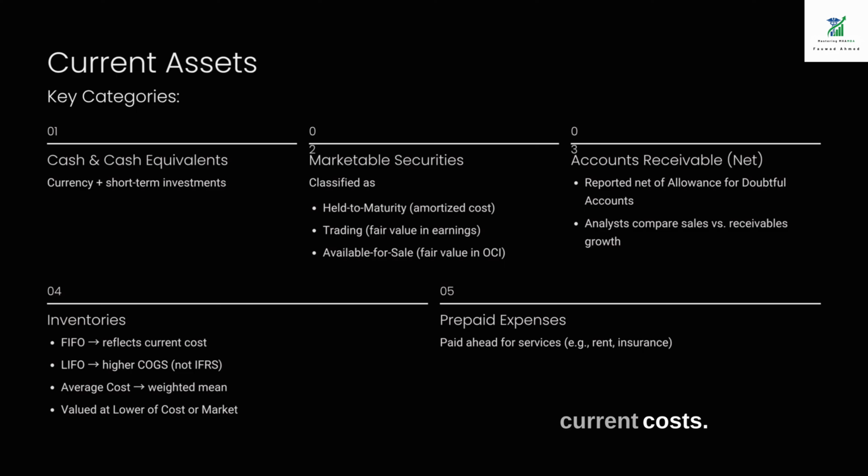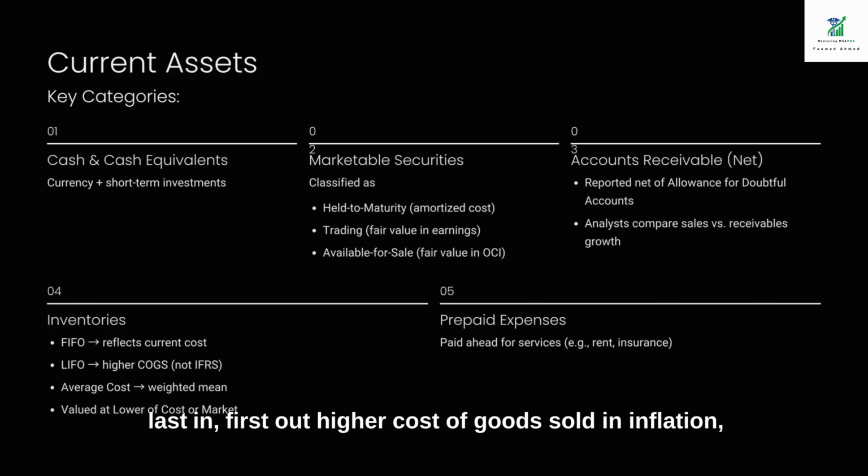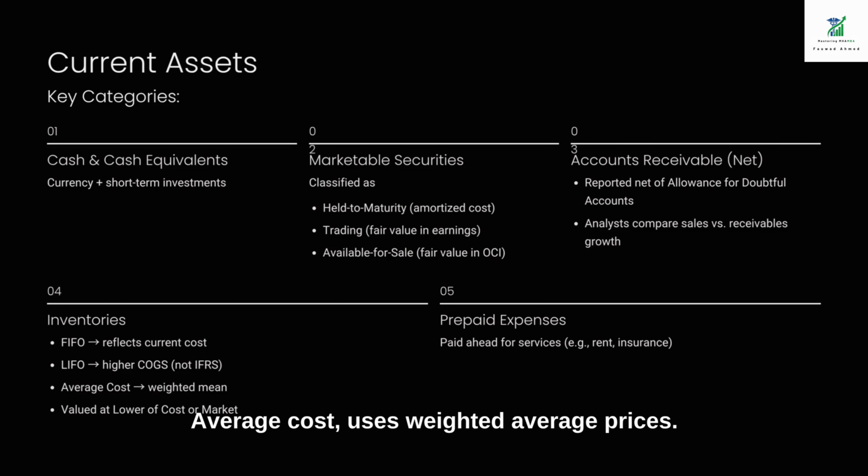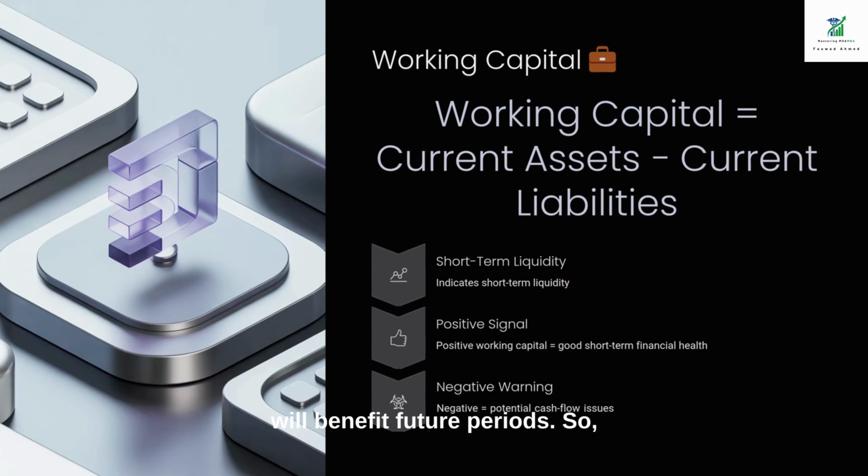FIFO, first in, first out: ending inventory reflects current costs. LIFO, last in, first out: higher cost of goods sold in inflation, not allowed under IFRS. Average cost uses weighted average prices. Conservatism: value inventory at the lower of cost or market. Fifth is prepaid expenses, payments for items like rent or insurance that will benefit future periods. So working capital is basically current assets minus current liabilities, a critical measure of short-term liquidity.